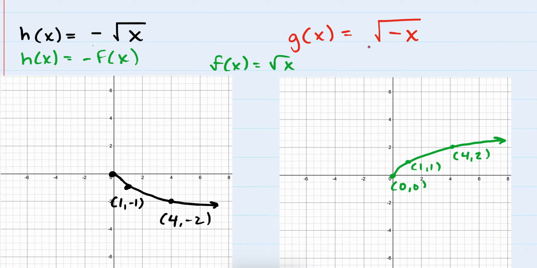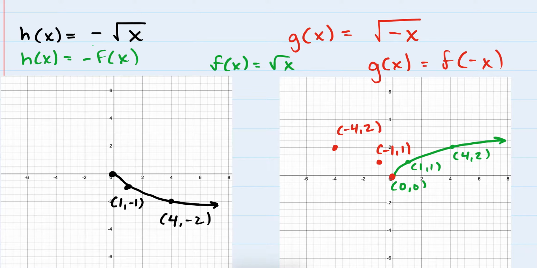Now let's look at this red function. Notice that this is equal to f of negative x. So I'm plugging in negative x into this function f, and that gives me g. When the negative is on the inside, it's a reflection about the line x is equal to 0, or the y-axis. So we leave this piece here. 1, 1 will go to negative 1, 1. This point, if you reflect it, goes to negative 4, 2.